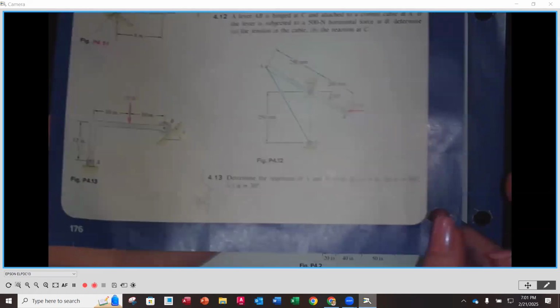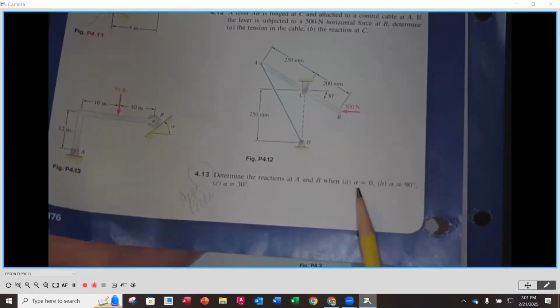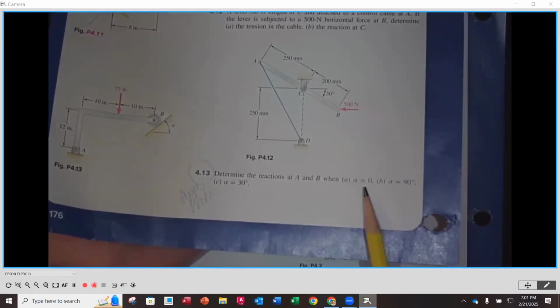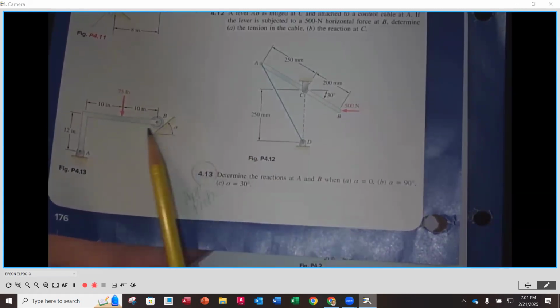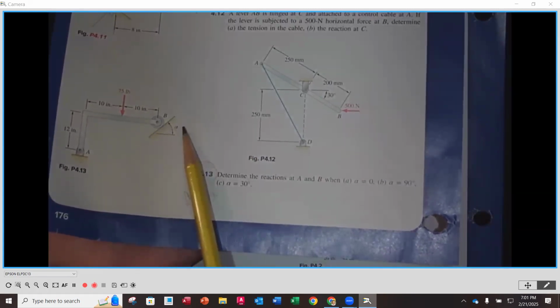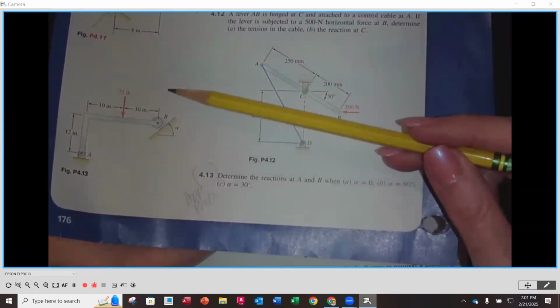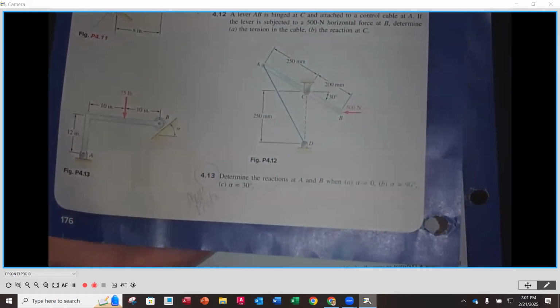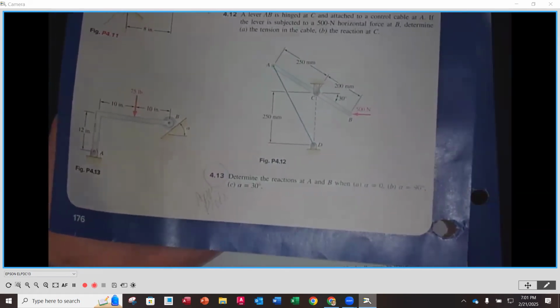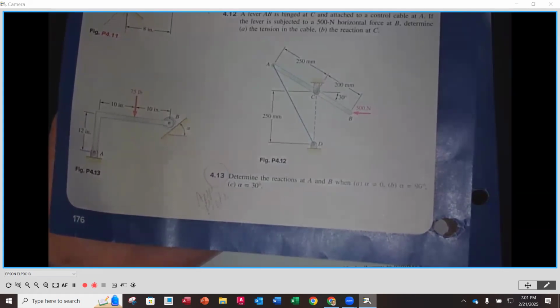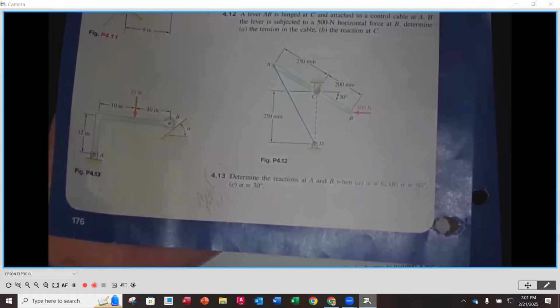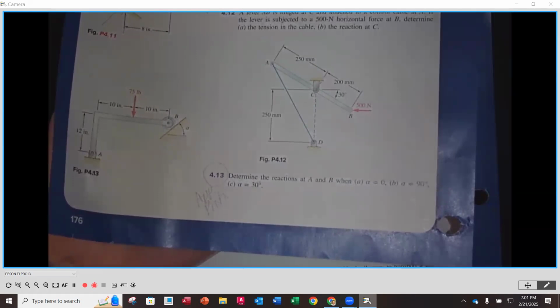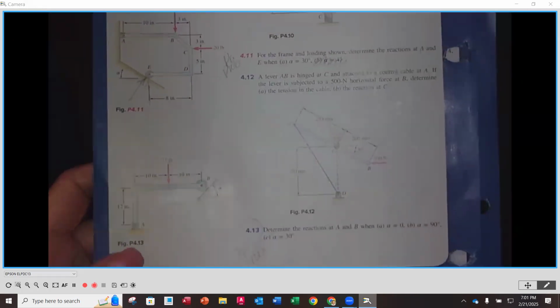surface. And what you're going to be doing is setting it so that A is equal to 0. So that means it's going to be horizontal for A. Then it's going to be 90 degrees for part B, and then 30 degrees for part C. So you'll do it 3 times, changing the angle of that support surface. Okay. So that's 13.